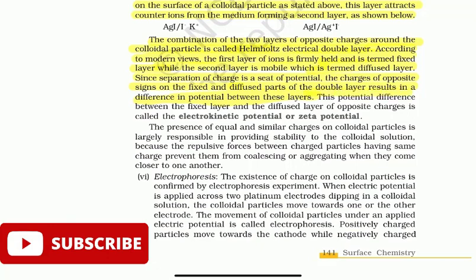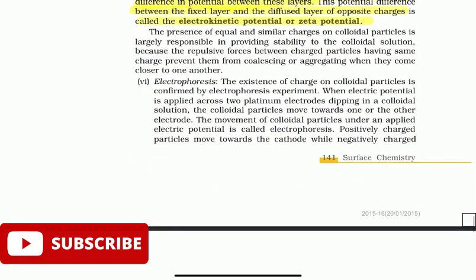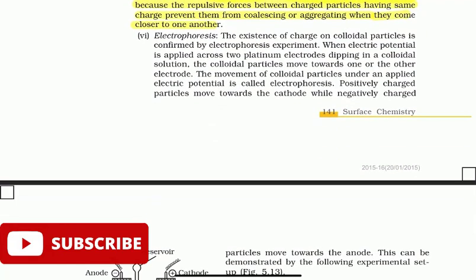This potential difference between the fixed layer and the diffuse layer of opposite charges is called the electrokinetic potential or zeta potential. The presence of equal and similar charge on colloidal particles is largely responsible in providing stability to the colloidal solution, because the repulsive forces between charged particles having same charge prevent them from coalescing or aggregating when they come closer to one another.